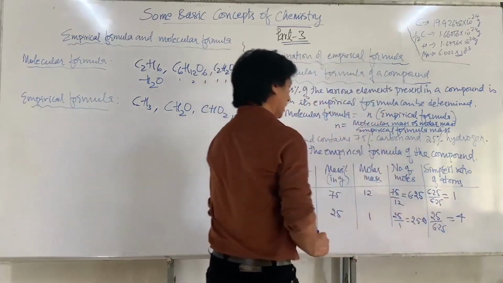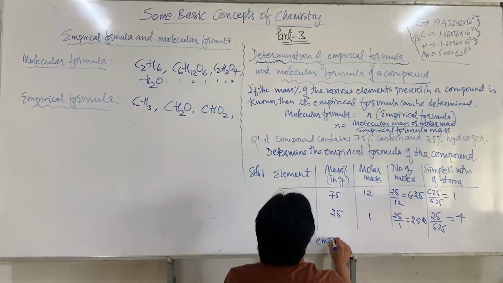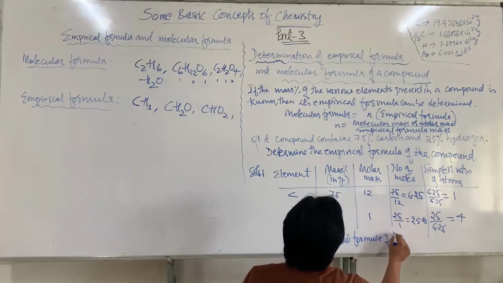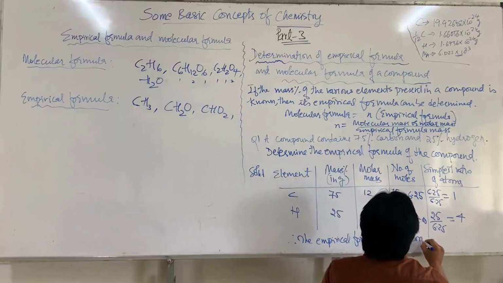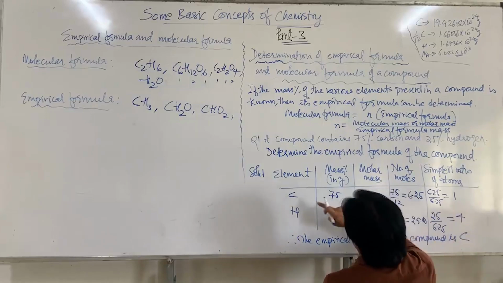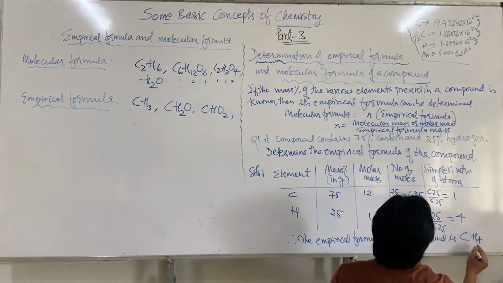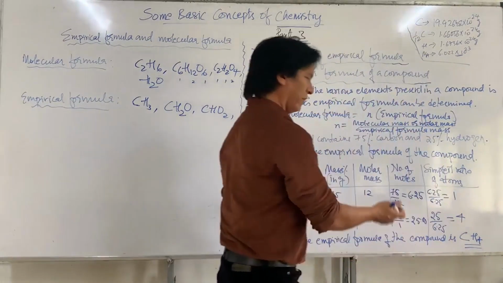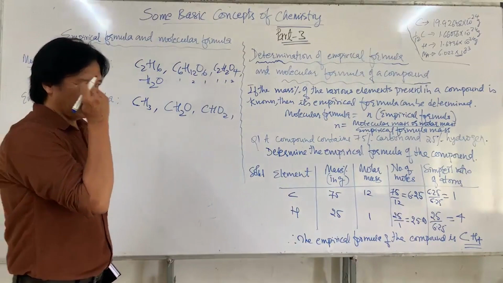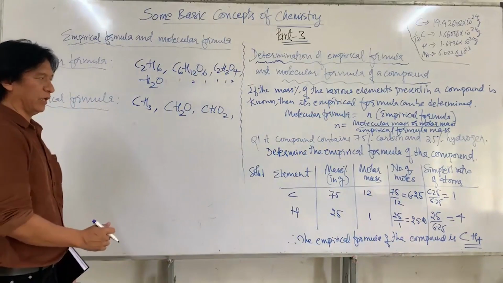So now you write the empirical formula. Therefore, the empirical formula of the compound is 1 for carbon and 4 for hydrogen. It is CH4. So this is now the empirical formula of the compound. In fact, this is methane, right? It's already in the simplest whole number ratio. So this is the empirical formula as well as the molecular formula of the compound methane.